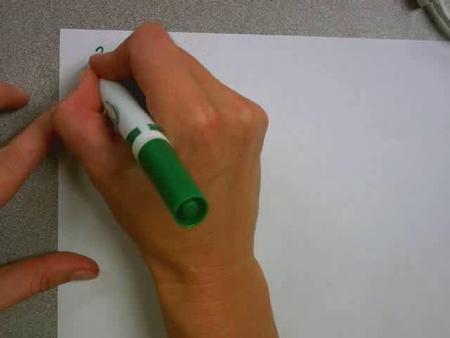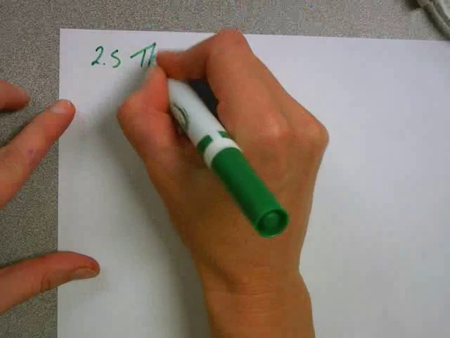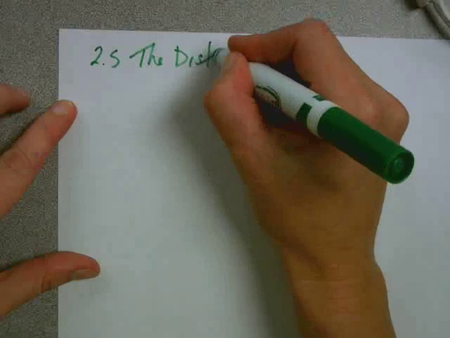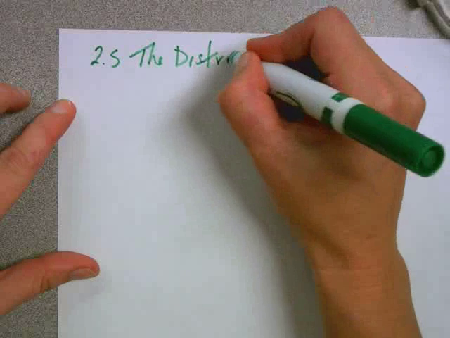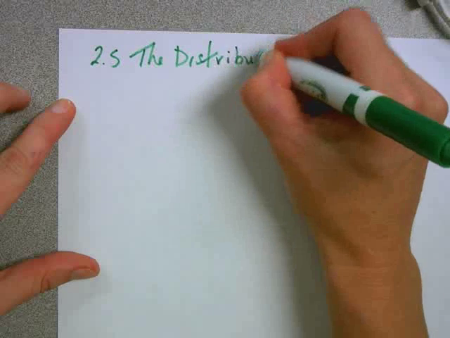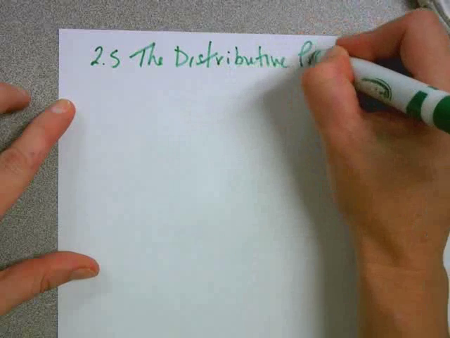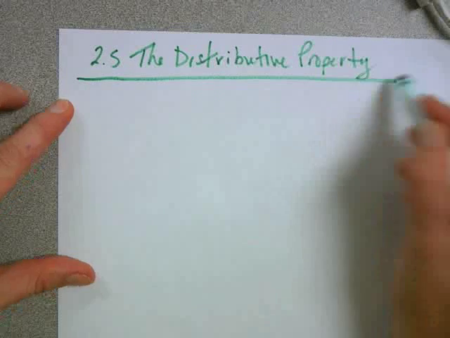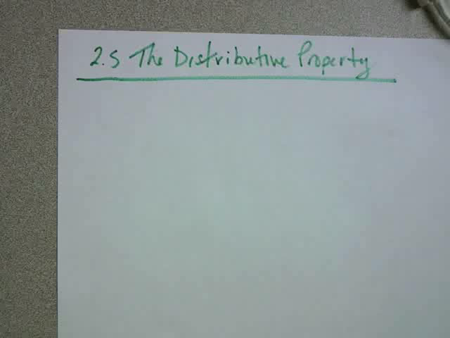Taking notes on 2.5, the distributive property. Taking notes on line paper is great. I just usually use white paper so that the lines don't mess up your view of the material during the notes. All right, so this is section 2.5 in your book, if you would like to look at it that way.